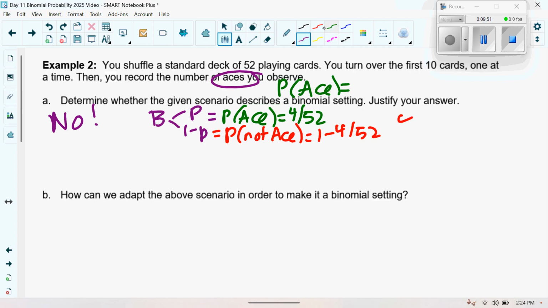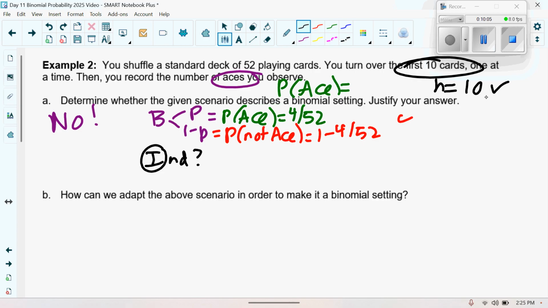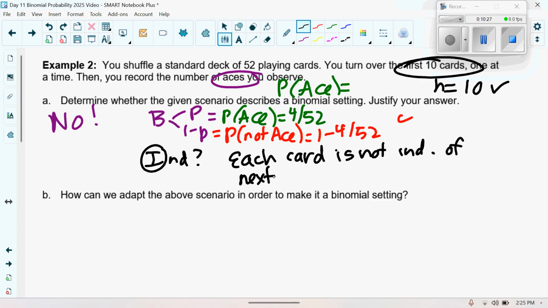Is each turnover independent of the next? I'm hoping that you said no, because it says that we're turning over 10 total cards, which is the sample size n. So that one is met. But if you turn over a card, you should know that there's one less card in the deck. And if there's one less card in the deck, then the probability of getting an ace is going to be different from card to card. So I want you to say no, it is not independent, because each card is not independent of the next, because it sounds like we're taking 10 cards out of the deck without replacement.